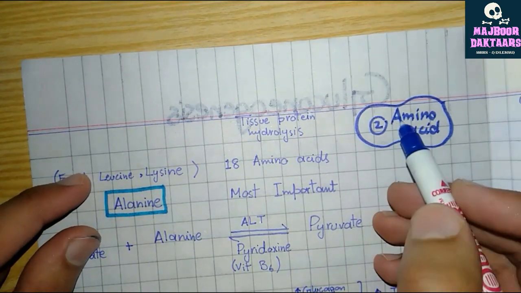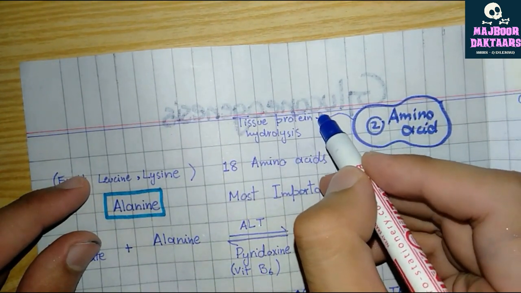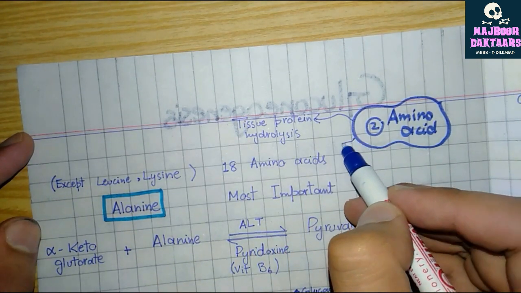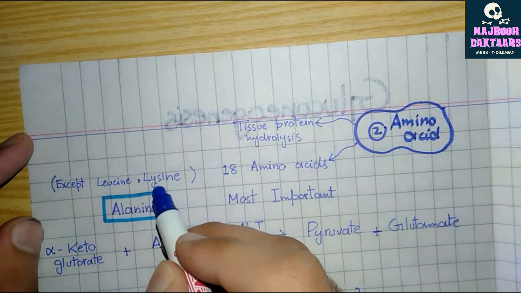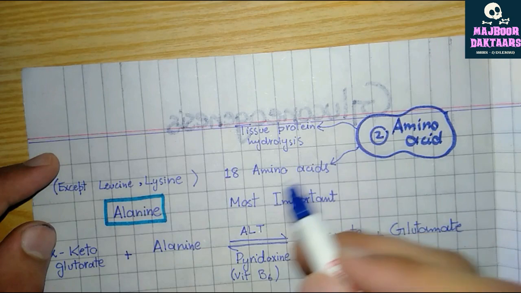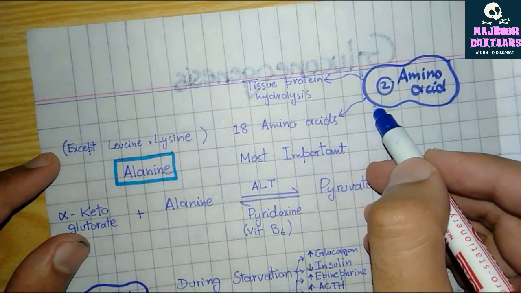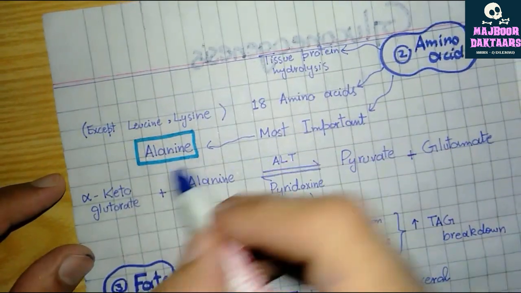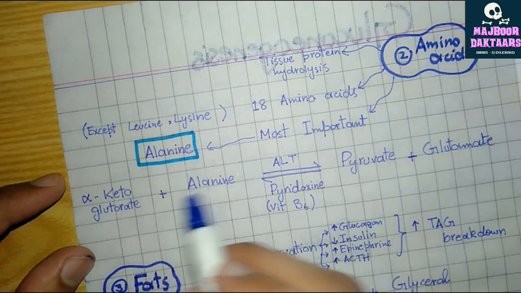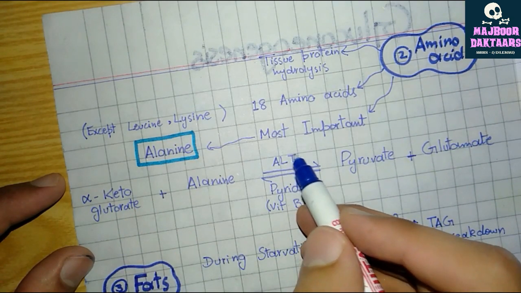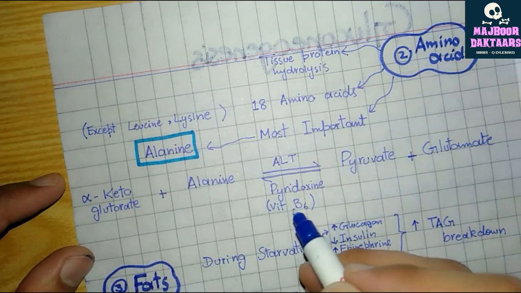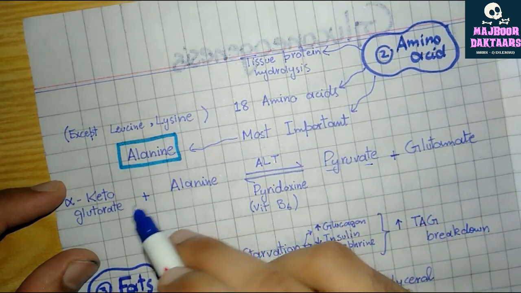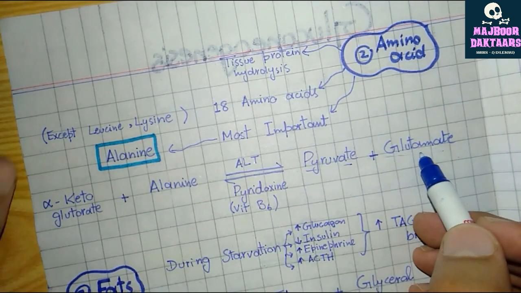Secondly, amino acids. Amino acids produce pyruvate in tissue protein hydrolysis, as occurs in extreme starvation. All the amino acids except leucine and lysine, which are the ketogenic amino acids, produce pyruvate. Now the most important amino acid among the 18 amino acids is alanine. The alanine combines with alpha ketoglutarate in the presence of alanine transaminase and pyridoxine, which is vitamin B6, and converts into pyruvate, while the alpha ketoglutarate is converted into glutamate.